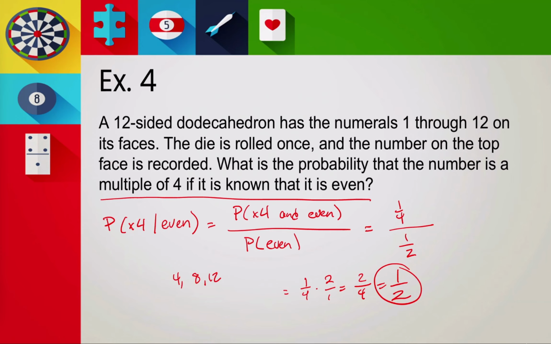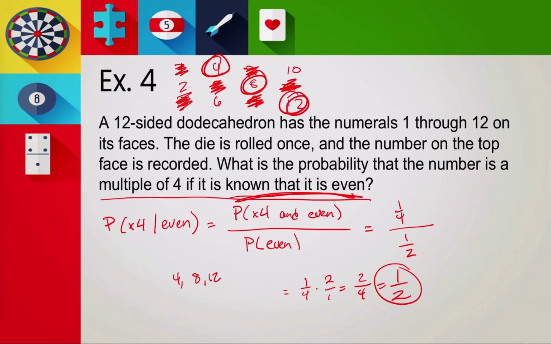And again, if we look at the numbers, right, 1, 2, 3, 4, 5, 6, 7, 8, 9, 10, 11, 12, it is known that it's even, so we go through and we delete all of the odd numbers. We're only looking at the even numbers. And we want to know there's 6 even numbers here, and then we want to know what's the probability that it's a multiple of 4, 4, an 8, or a 12. 3 out of 6 equals 1/2.